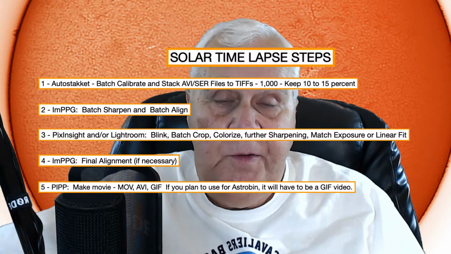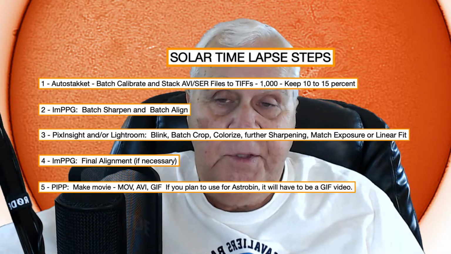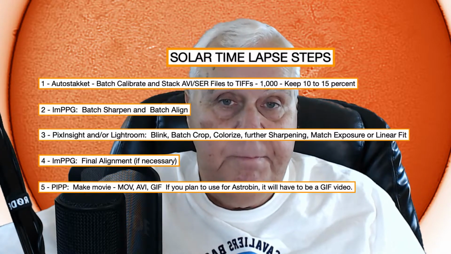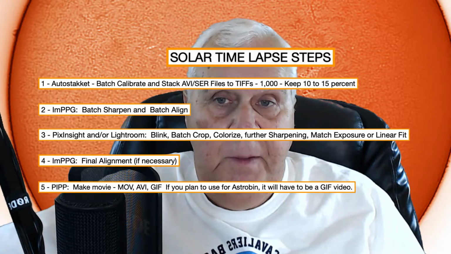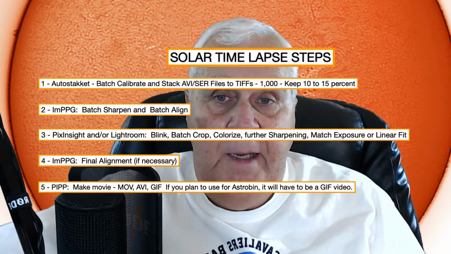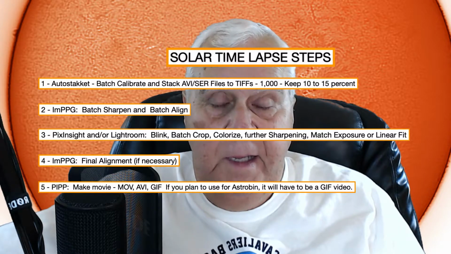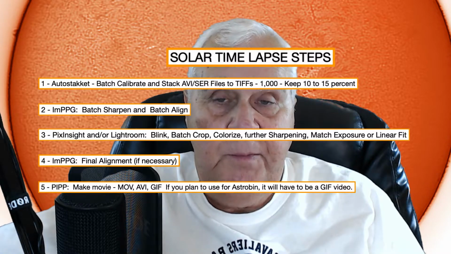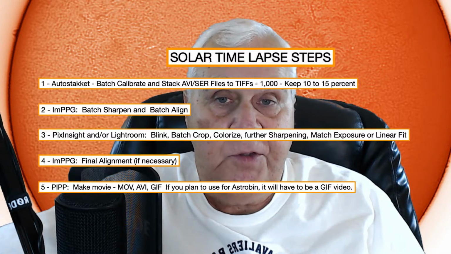You want to get 200 to 300 video frames. Then you take them into AutoStakkert and you stack them. And then you go into IMPPG and you do a batch type of sharpen and you align them. Now, you do a brief alignment. This isn't going to be the final alignment, but you want to make sure that you can align your stars.